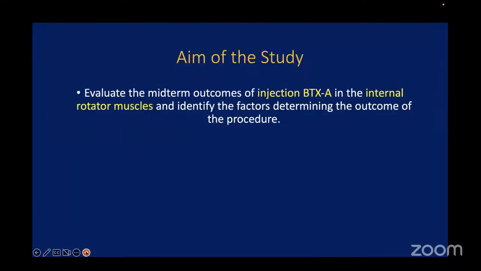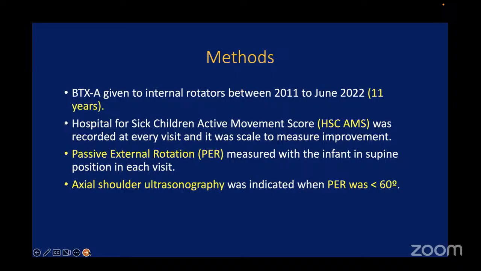So what was the aim of the study? To evaluate the midterm outcomes of injection Botox in the internal rotator muscles and identify the factors determining the outcome of the procedure. So what was the method? It was retrospective data collected between 2011 and 2022. The Hospital for Sick Children active movement score was recorded at every visit, and it was a scale to measure the improvement. Passive external rotation was measured with the infant in supine position.